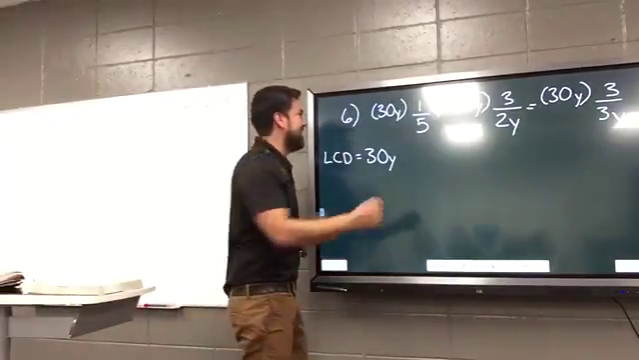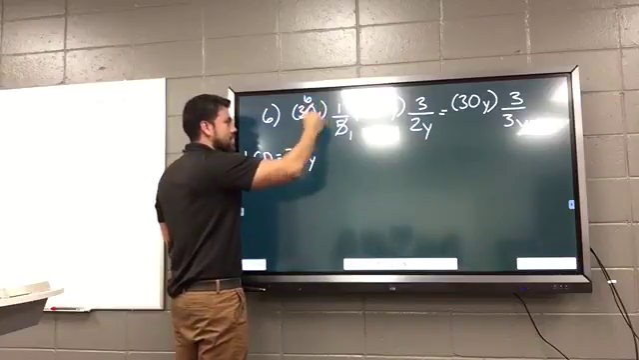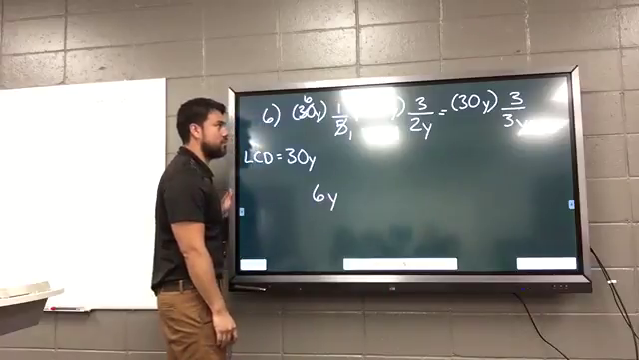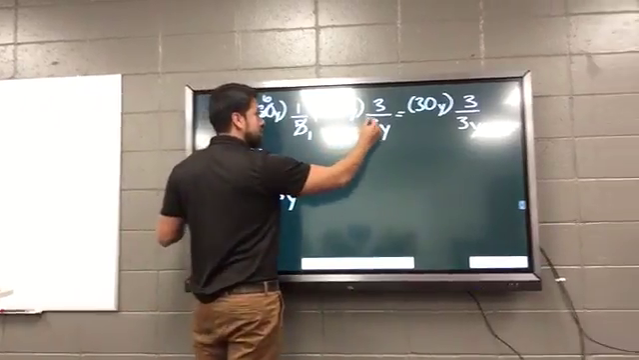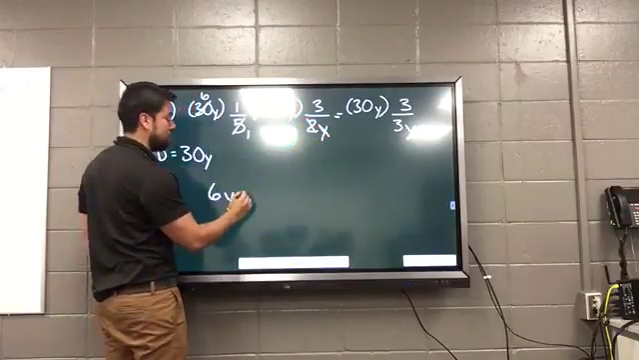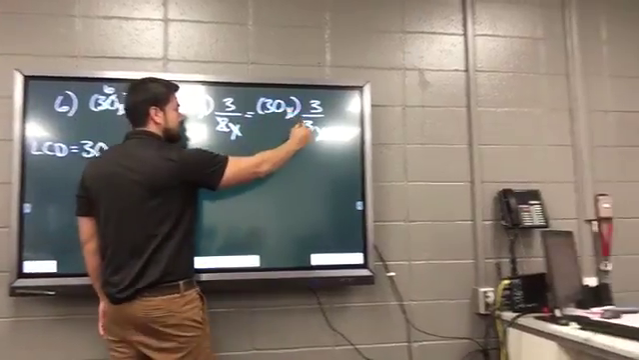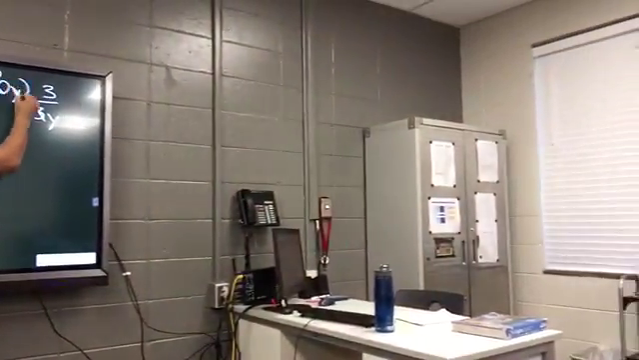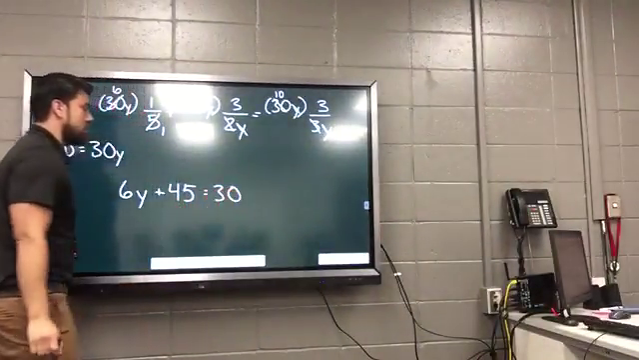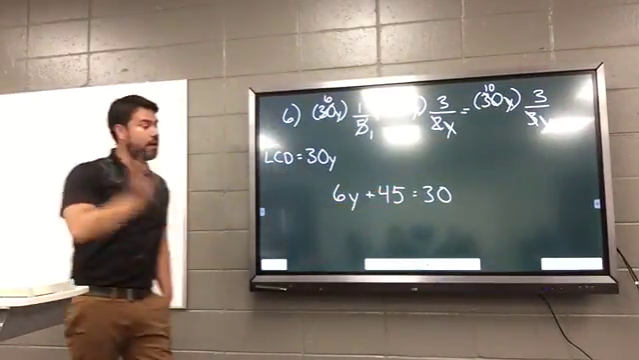Anyway, here I can cancel out the 5 and make that a 6. So what's this right here? 6y is left over. Here I can cancel out the 2 and that makes 15. The y's cancel out completely and I'm left with positive 45. And then the last term, the 3 and the 30 cancel and the y's cancel out completely. I get equals 30. And Josh, remember how you could cancel the 3? What comes out of all 3 of those? 3. So you can factor that out.